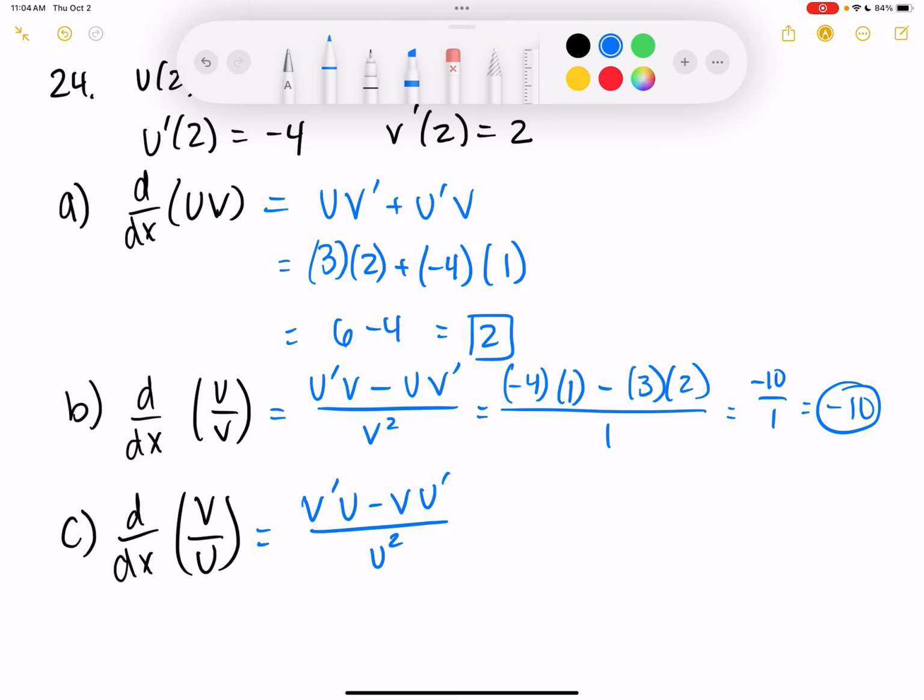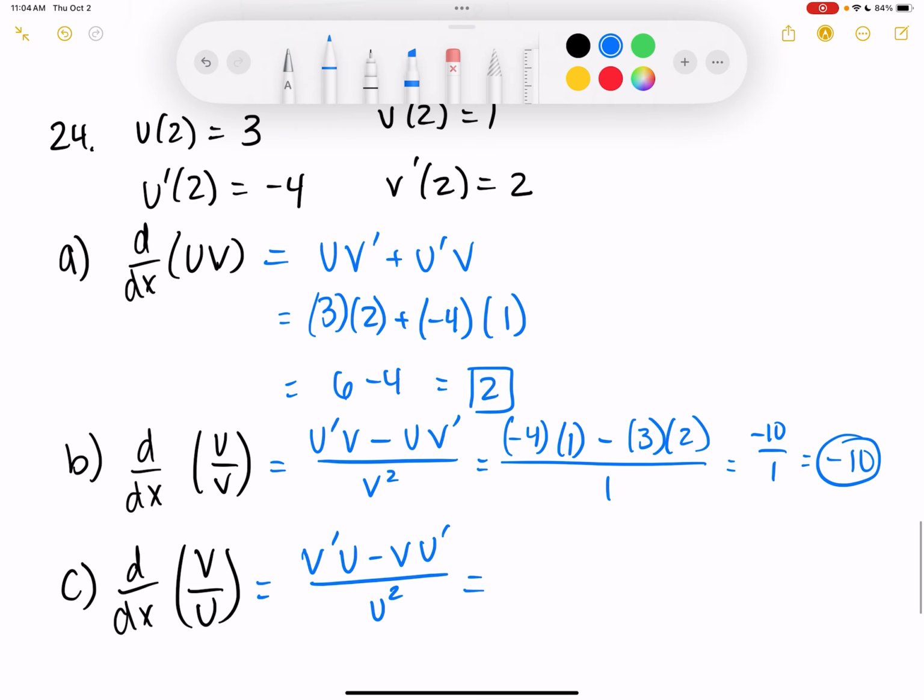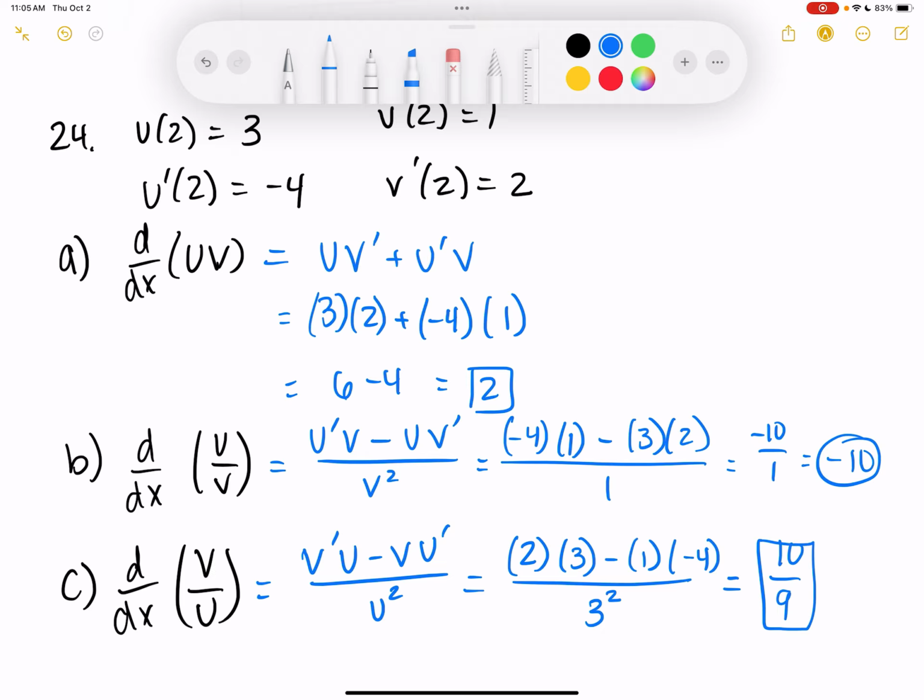The quotient rule's hands down the harder one. So then 2 times 3 minus 1 times negative 4 over 3 squared. Okay, did it right that time. So then I've got 6 plus 4, so 10 over 9 for that one.